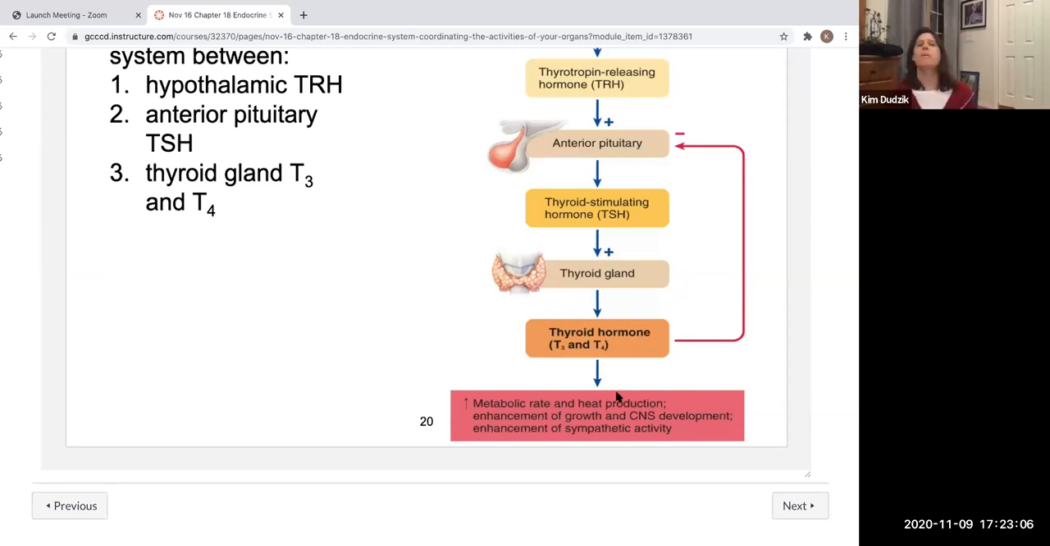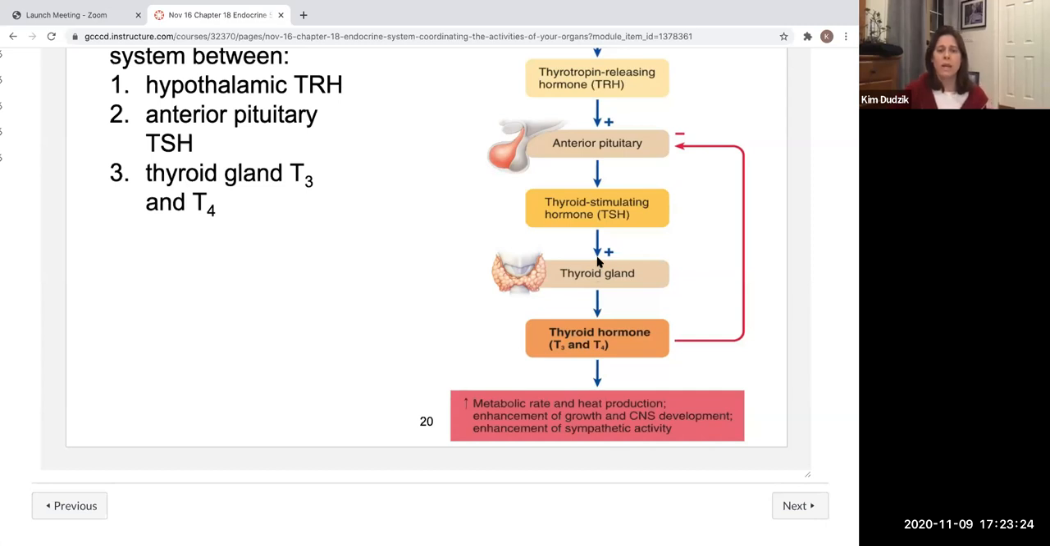And when you increase your metabolic rate, remember that one of the things we're doing is making more ATP. So that increases heat production as well. Okay. Now, here's the control, because you don't want this to go out of control. You don't want the anterior pituitary to just keep secreting thyroid hormone, right?